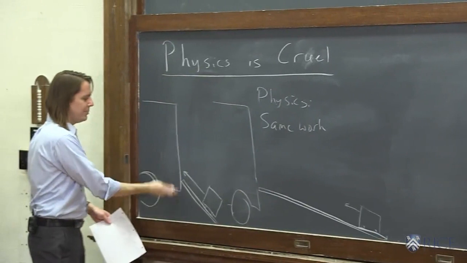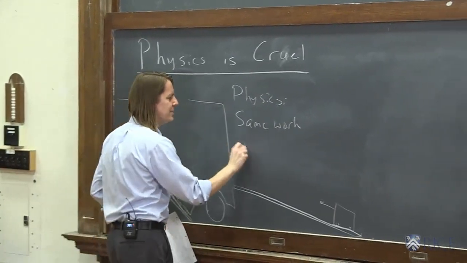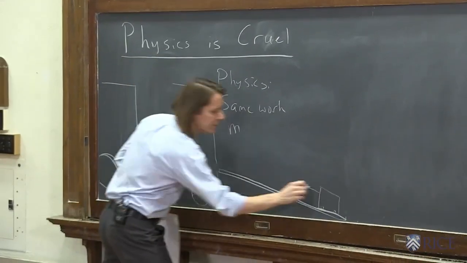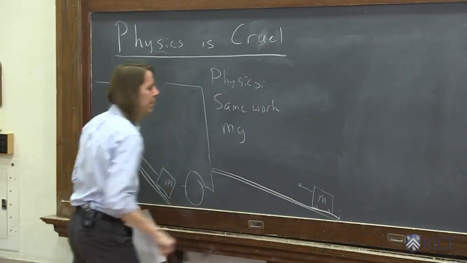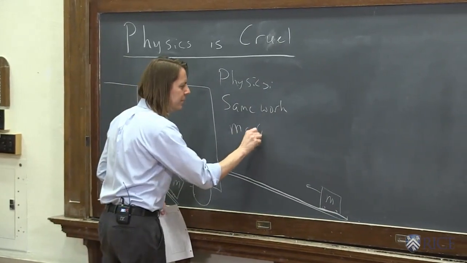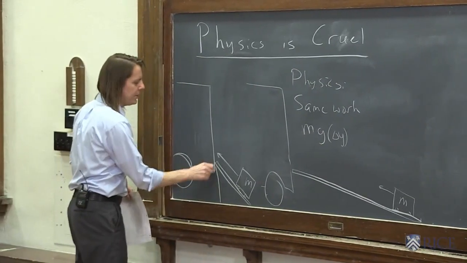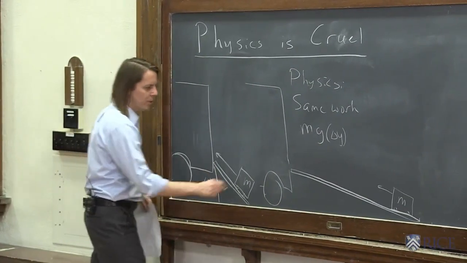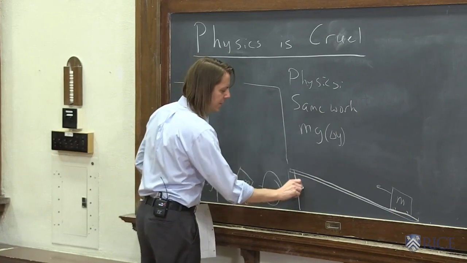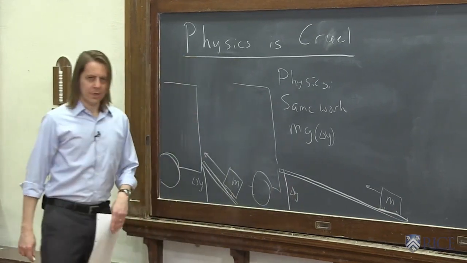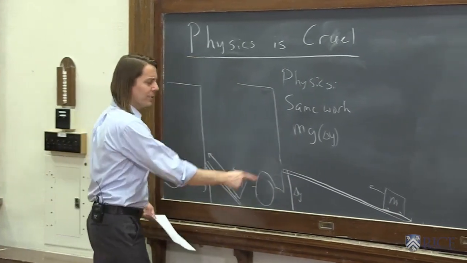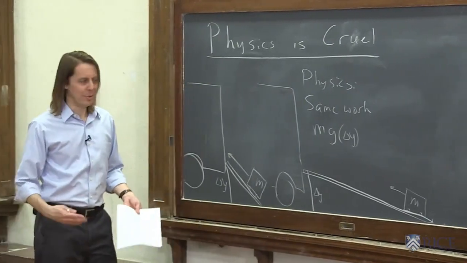Because the work you did is the potential energy you gained. In both cases, it's the mass of all your books times gravity times how much you raised it, delta y. That's the work you did as you went from here to here. There's delta y, and here to here is the same delta y. And you say, no, that's not right, because this was a lot more work than this, right? But you don't mean work, you mean power.